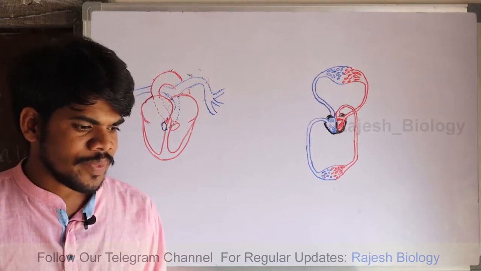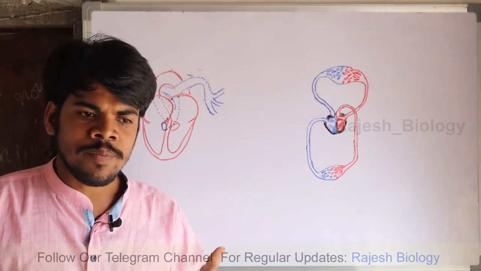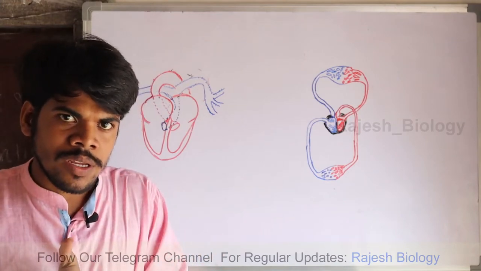Cardiac cycle means these are the cyclic events which occur from the beginning of one heartbeat to the beginning of the next heartbeat.